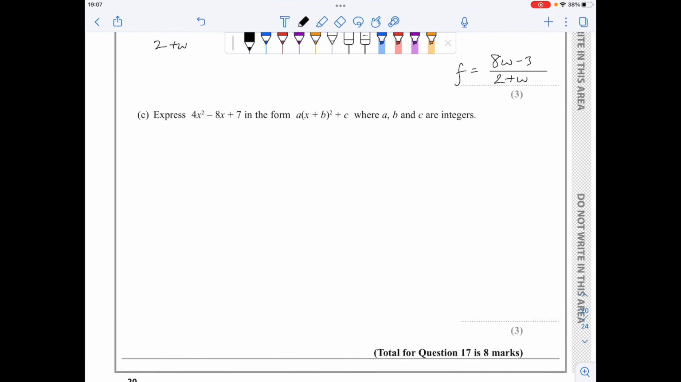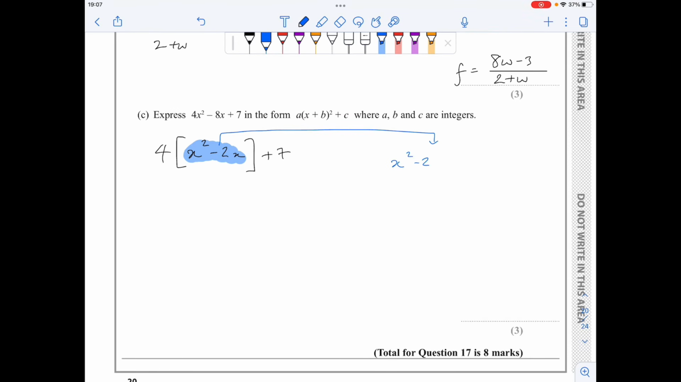In part C, I'll need to complete the square. I'll start by taking 4 as a common factor from the first two terms. So that's 4 square bracket x squared minus 2x, close the square bracket, plus 7. And then I'll focus on this one, come to the side and complete the square.